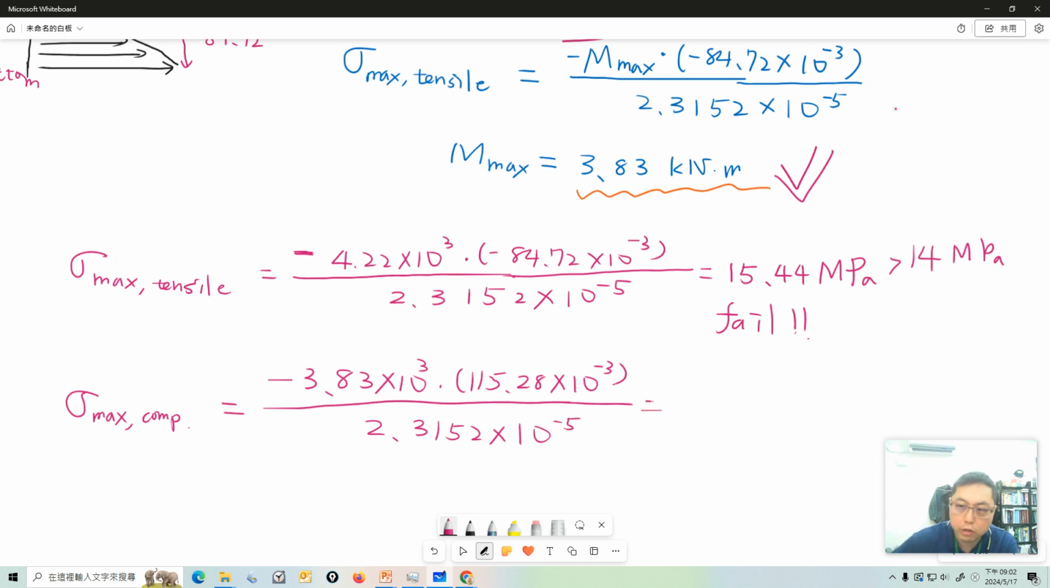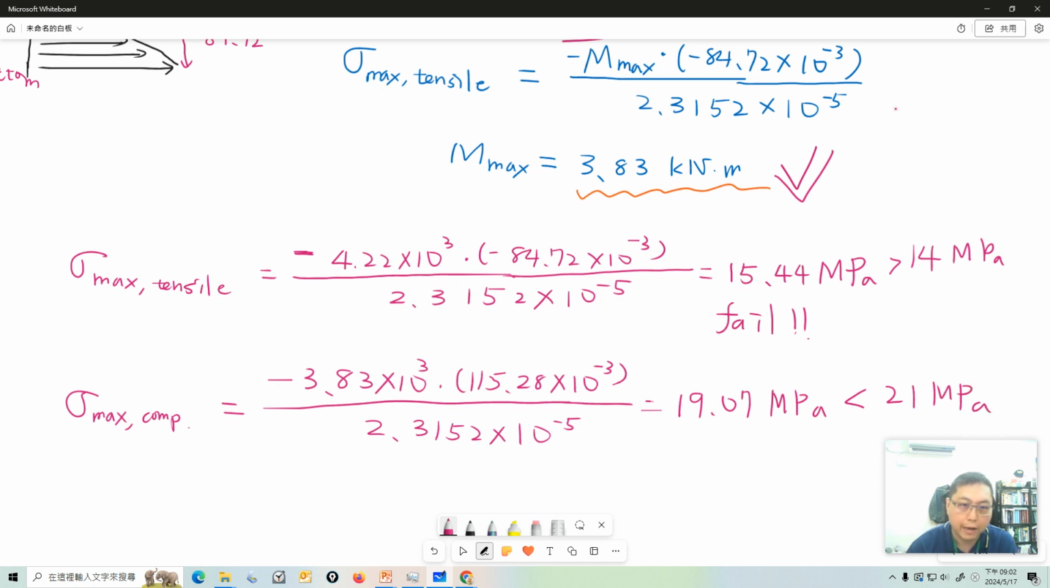So if we use this, 3.83 times 115.28 divided by 2.3152, times 10 to the power 3 divided by 6, it will be 19.07 megapascal, and it's lower than 21 megapascal.